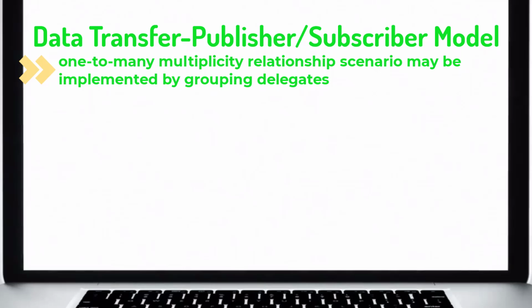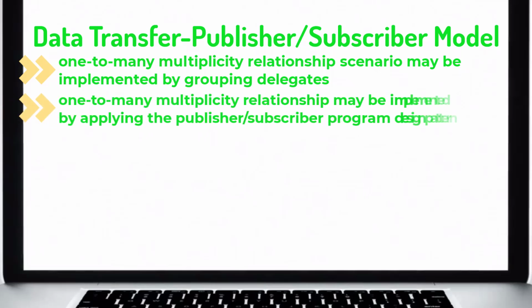Using delegate variables, the one-to-many multiplicity relationship scenario may be implemented by grouping delegates interested in absorbing and getting noticed about the availability of new data. In this scenario, data transfer is realized using the parameters of referenced methods. Improved, the one-to-many multiplicity relationship between producers and consumers may be implemented by applying the publisher-subscriber program design pattern.